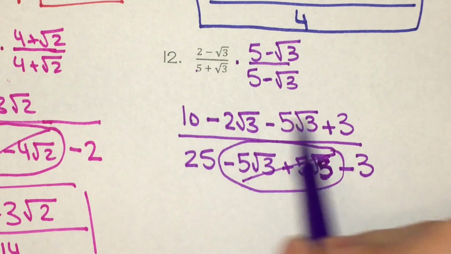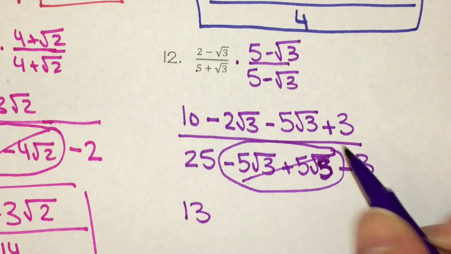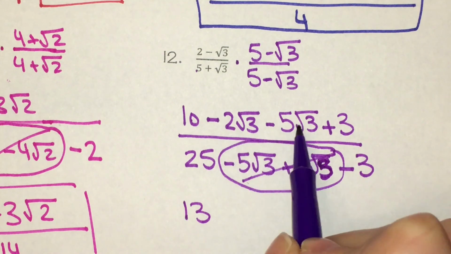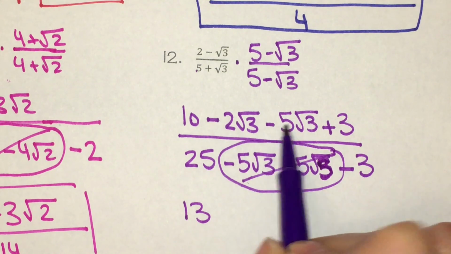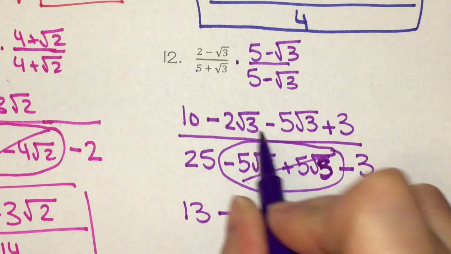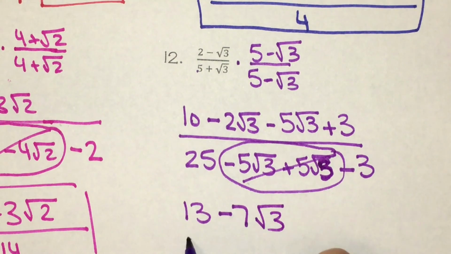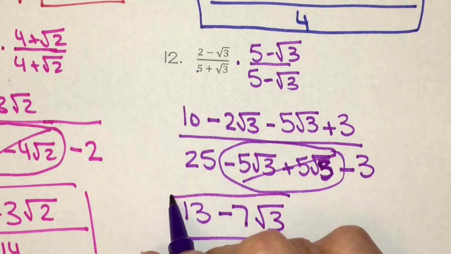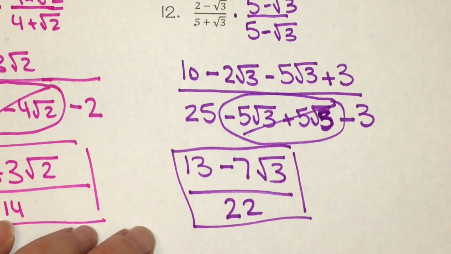On top, we have 10 plus 3 is 13. And we can combine these like terms. So negative 2 minus 5 is negative 7 square roots of 3 over 25 minus 3 is 22. Hopefully that is the answer that you got.